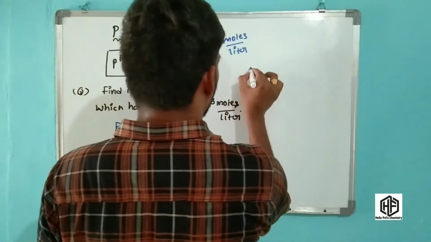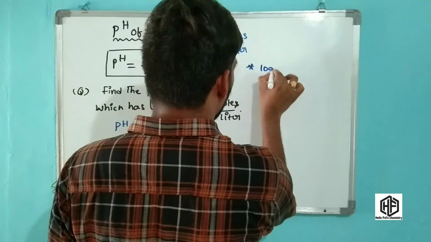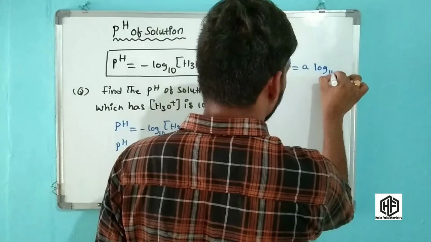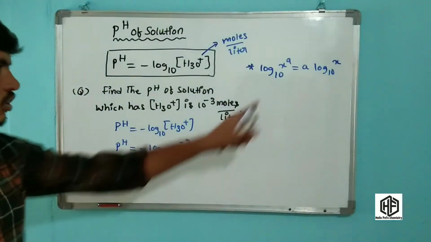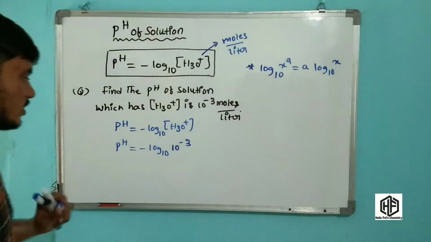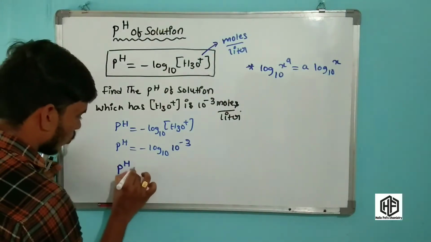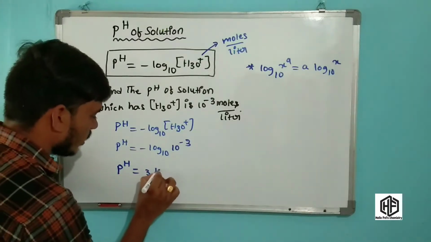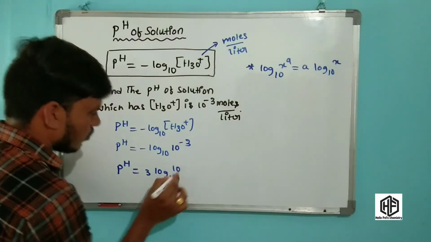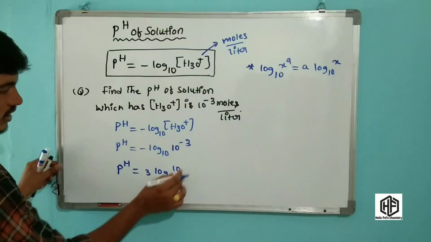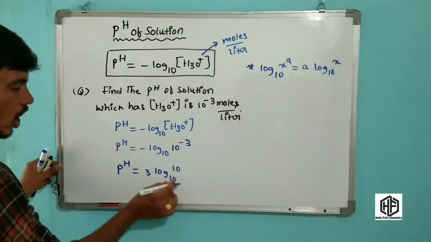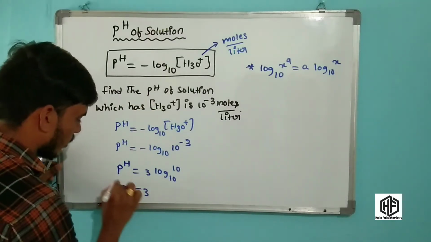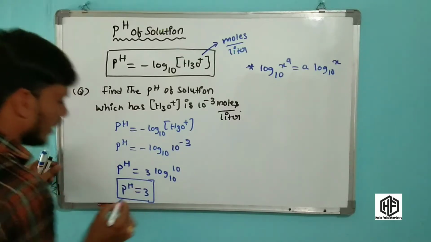Friends, one more important formula is there. The formula is log base 10 of x to the power of a is equal to a into log base 10 of x. Now you have to use this formula in this problem. pH is equal to minus of minus 3, that is plus 3, into log base 10 of 10. Log base 10 of 10 is 1. So pH is equal to 3. Friends, in this problem the pH value is 3.